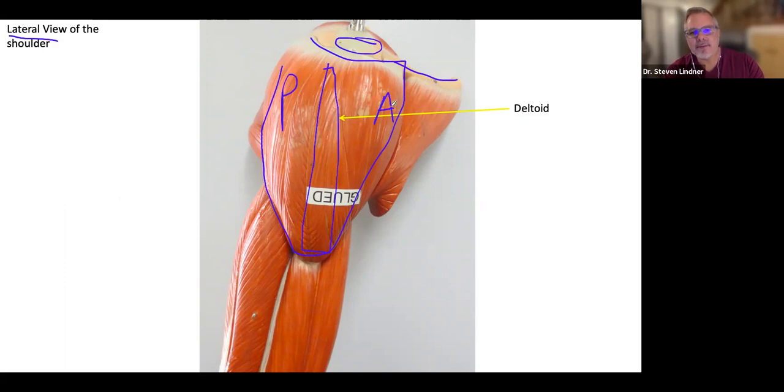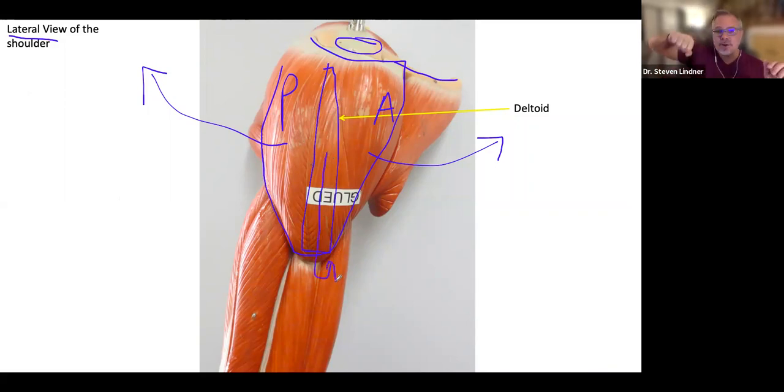When the anterior fibers contract, it's going to pull the arm this way, which is shoulder flexion. When the posterior fibers contract, it pulls the arm posterior, which is called shoulder extension. And when the middle fibers contract, it pulls it straight up, which is shoulder abduction. The insertion site, right in here on the humerus, is called the deltoid tubercle. That's the insertion.